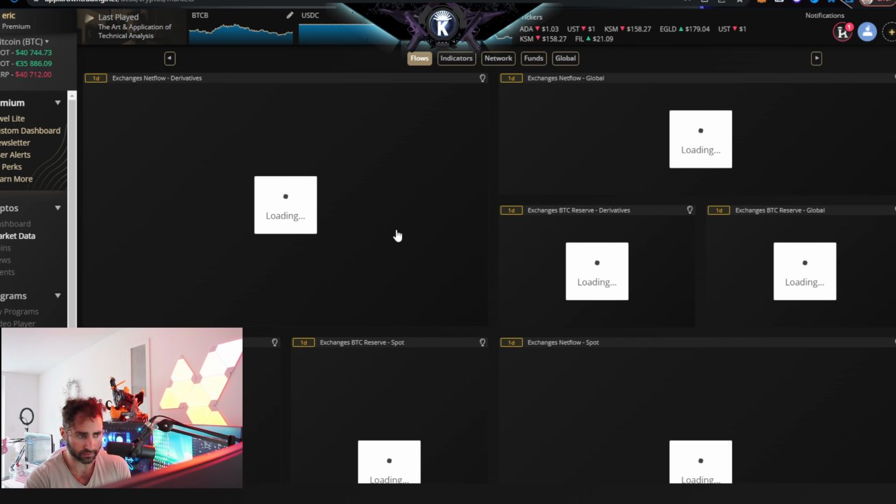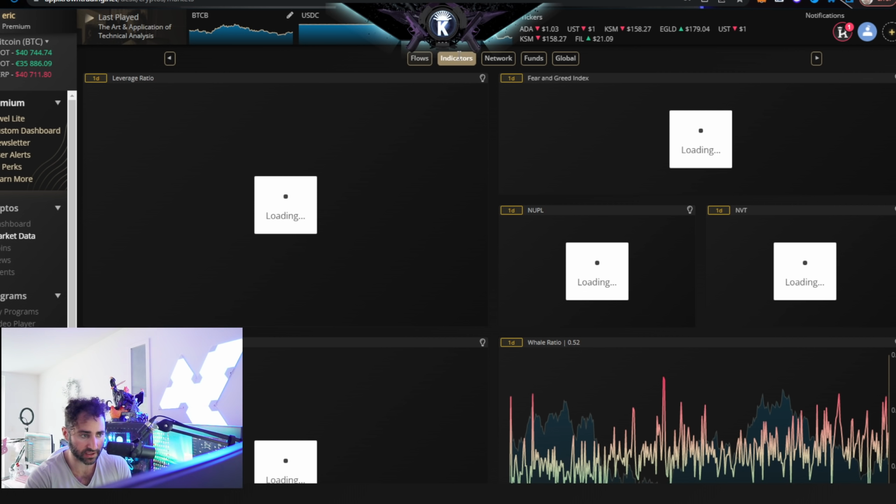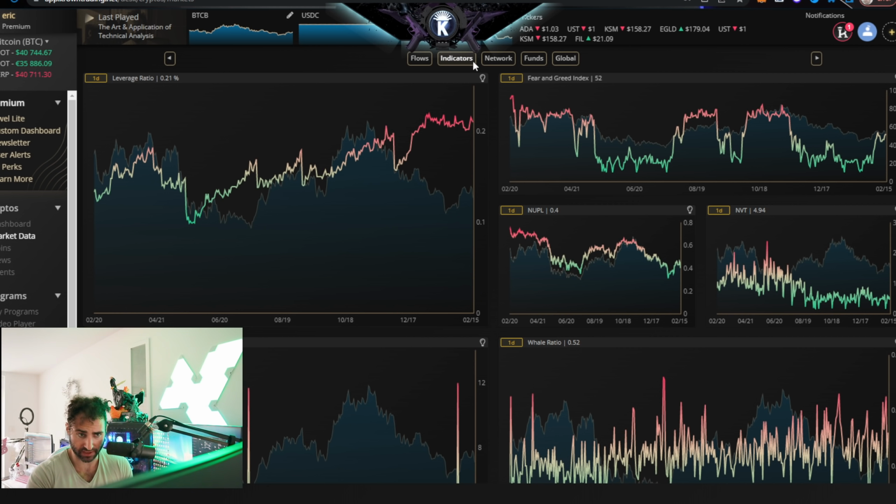Maybe go into the market data tab. I'm curious to see if we have anything of particular interest right here. Leverage ratio is still high as all hell, but hasn't really been too helpful, to be honest with you.